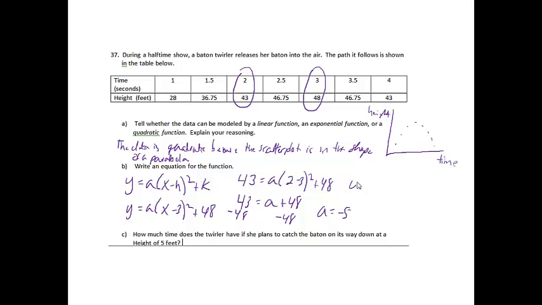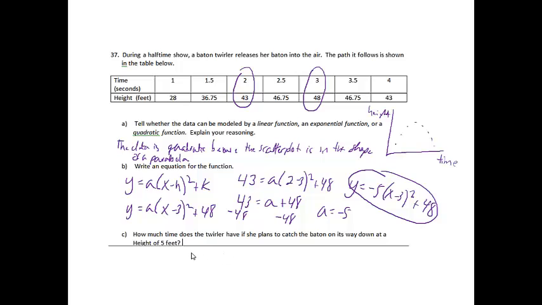So the equation of my function is going to be y equals negative 5 parentheses x minus 3 squared plus 48. And remember, on all these problems, you can always type it into your calculator, and I actually did this when I did this problem, I typed this into my calculator and made sure that it did follow the shape, and it definitely did, so I knew I was on the right track with this.